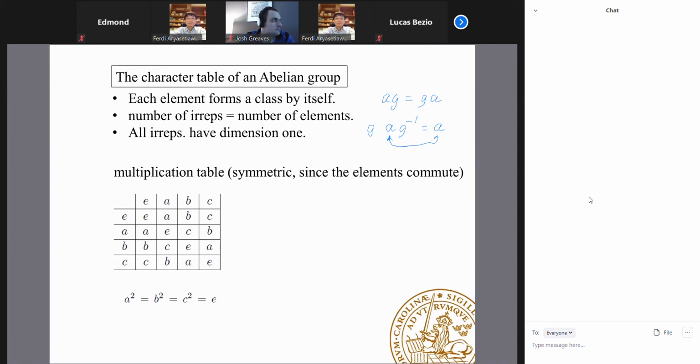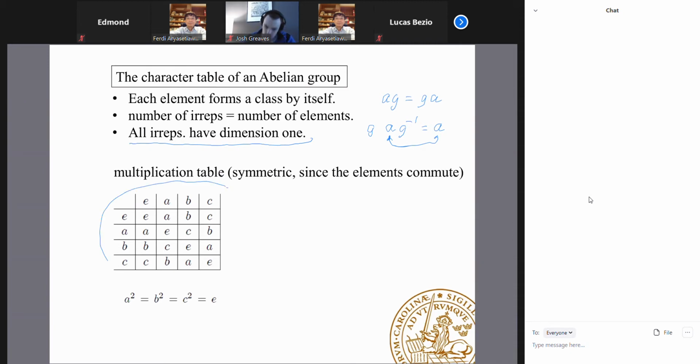So this also implies that since the number of irreducible representations is equal to the number of classes, which is the number of elements, then the only possibility is to have a one-dimensional representation. So all irreducible representations have dimension 1. So let's consider a particular abelian group, like the one we have here.